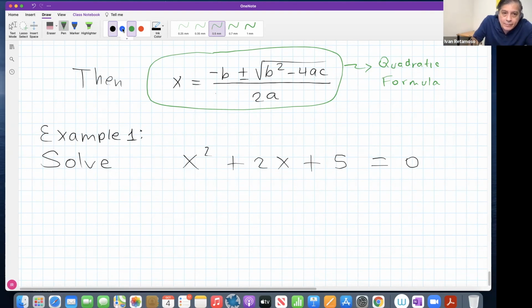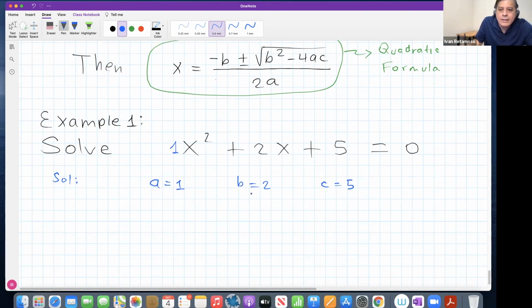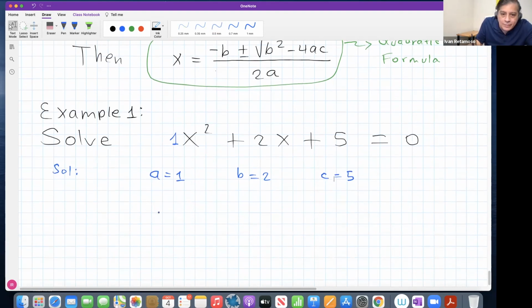So, for example, suppose they ask you to solve this quadratic equation, x squared plus 2x plus 5 equals 0. Well, quickly you notice that a is this invisible 1, b is 2, and c is 5. Quickly identify a, b, and c. Now, if you use the quadratic formula here, which is something that you should either memorize or have written, you're going to use this a lot.